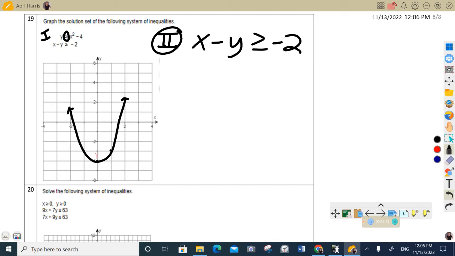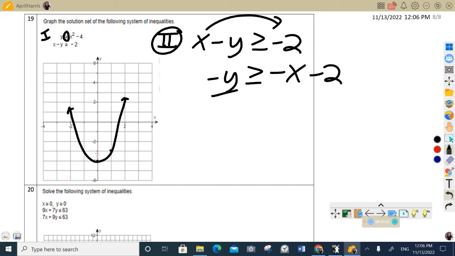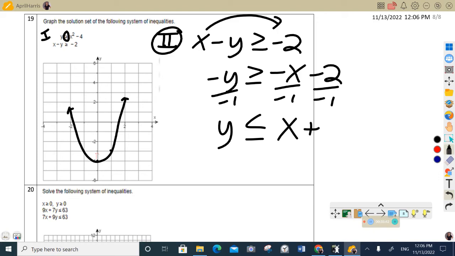My second inequality is x minus y is greater than or equal to -2. So I'm going to move x to the other side. And so I'm subtracting x from both sides. So I got -y is greater than or equal to -x minus 2. And I'm going to divide everything by -1. Make sure you flip your inequality because you divided by a negative. So -y divided by -1 gives you y, and -x divided by -1 gives you a positive 1x. And this is going to be plus 2.